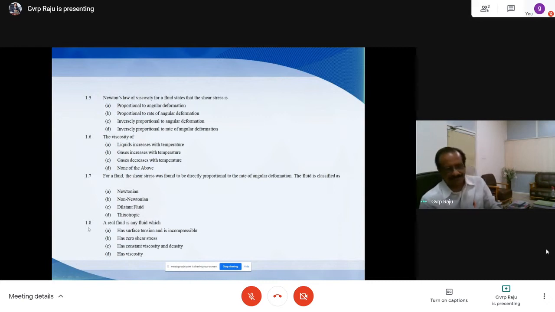Then 1.8, real fluid. Real fluid means practical fluid, which has all the properties: viscosity, surface tension, and it is compressible. Option A, you see here surface tension, correct? And it is incompressible? No, it is compressible also. Zero shear stress, nothing. Constant viscosity and density cannot be constant. You can have any viscosity. So in 1.8 all the options are misleading you.